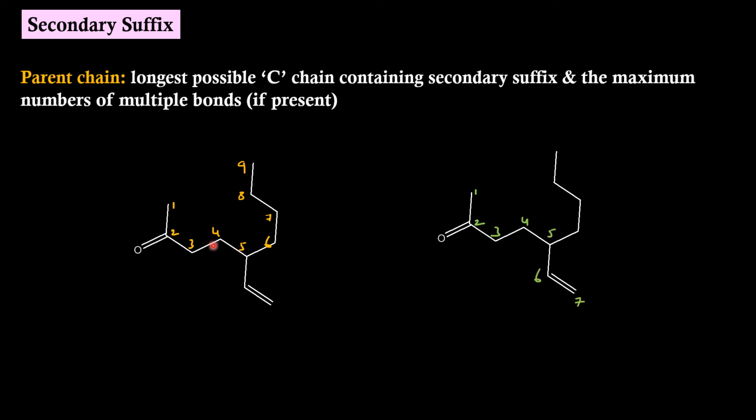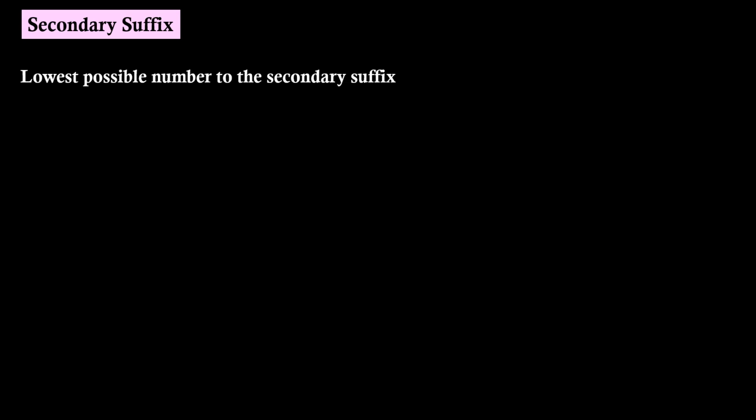With this type of numbering, we have included the secondary suffix and we are having the longest possible carbon chain. With the second type of numbering, we are including the secondary suffix as well as the primary suffix in the system. So according to the above rule, this is the proper numbering. Lowest possible number should be given to the secondary suffix.